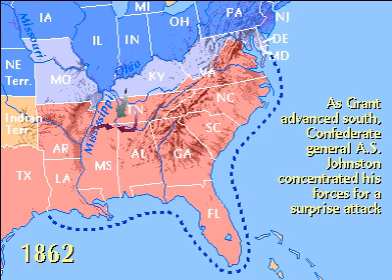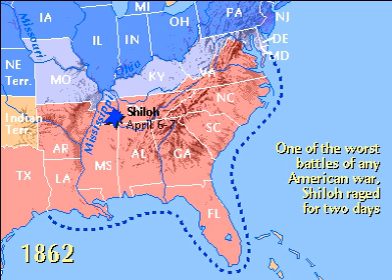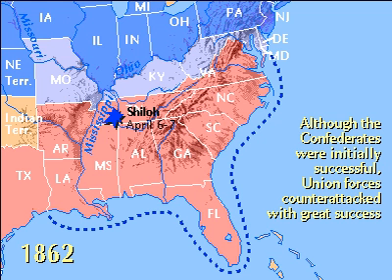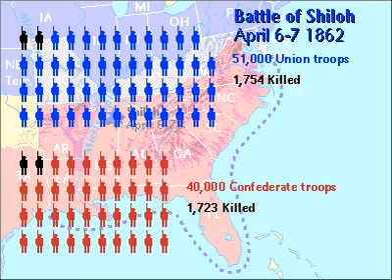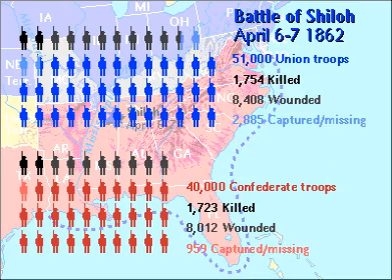As Grant advanced south, Confederate General A.S. Johnson concentrated his forces for a surprise attack at Shiloh Church. One of the worst battles of any American war, the Battle of Shiloh, raged for 2 days. At first, the South was successful, but with Union reinforcements, a counterattack forced a withdrawal. Both sides suffered almost equal losses. Shiloh would be a grim harbinger of the carnage to come.